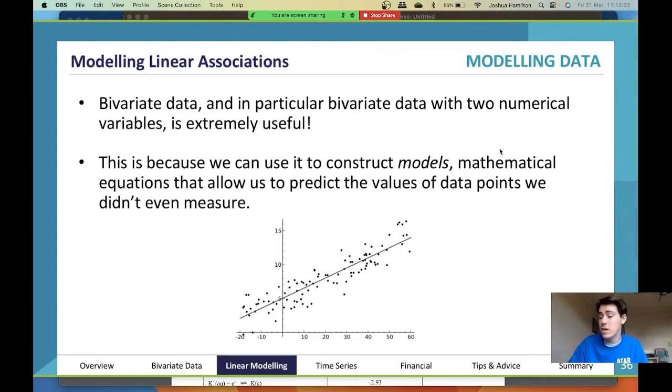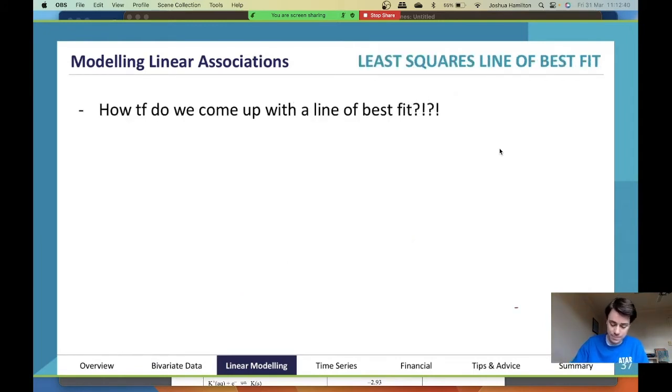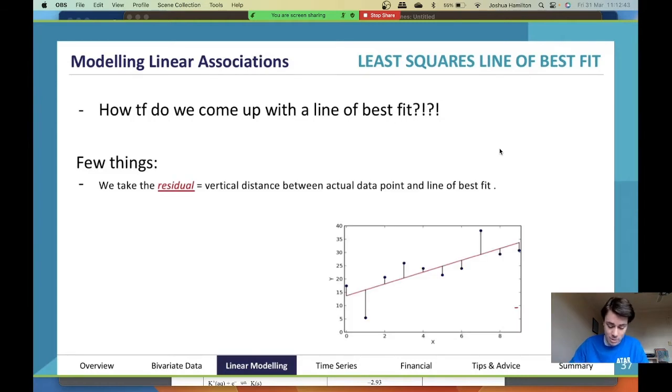So whenever we can use a scatter plot, we will choose to use a scatter plot. You will notice it when you watch the news, when you read a paper, anything like that. Scatter plots are everywhere. So how do we come up with a line of best fit? So a few things. We take the residual.